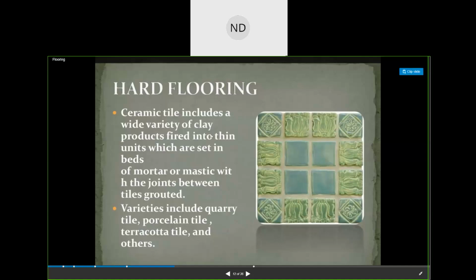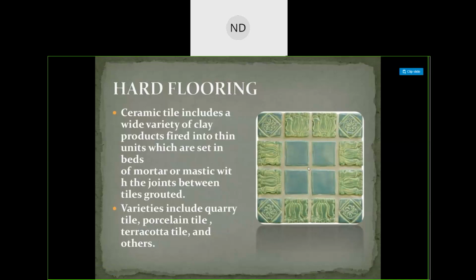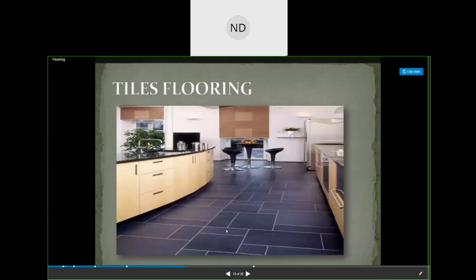So this was your hard flooring, which can be porcelain material, terracotta tiles or quarry tiles. Those are your hard flooring systems. Then we can have another flooring, which is your tile flooring. These are your tiles.